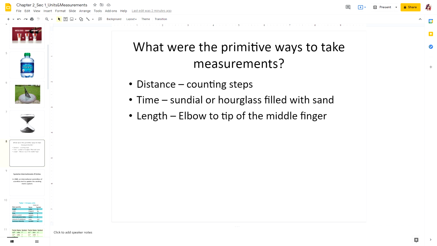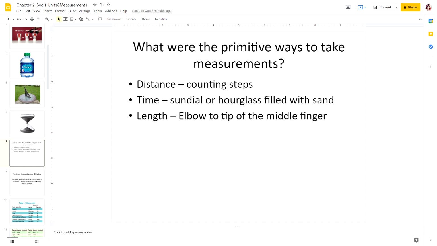But what seems to be the problem with these ways of measuring? Well, first and foremost, the measurement would not be accurate, right? So, for example, for counting steps, what if the person's stride or steps would be bigger than the others? Then that would already mean a discrepancy in the distance.